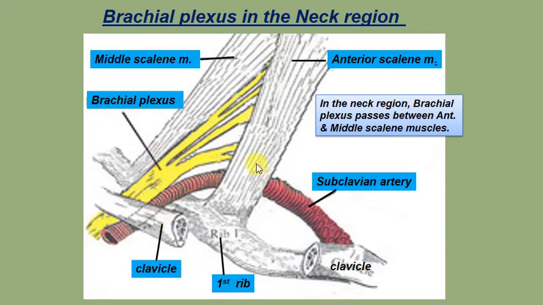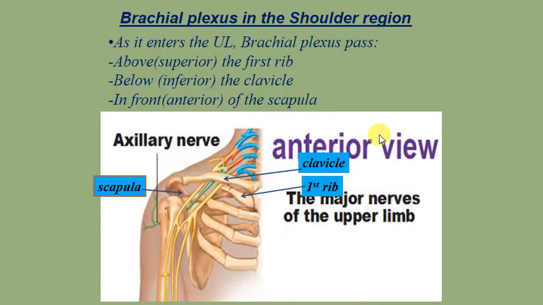This is how we can describe the anatomical position of the brachial plexus in the neck. In the neck region, the brachial plexus passes between the anterior and middle scalene muscles. Now, in the shoulder region, you can see how the brachial plexus appears.